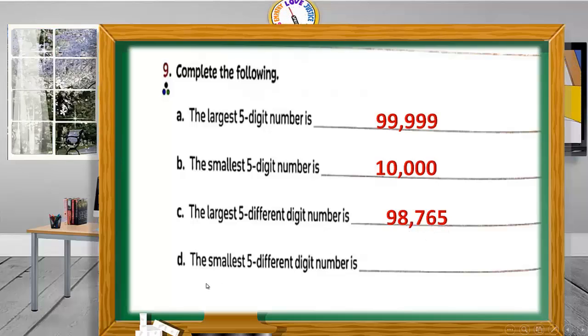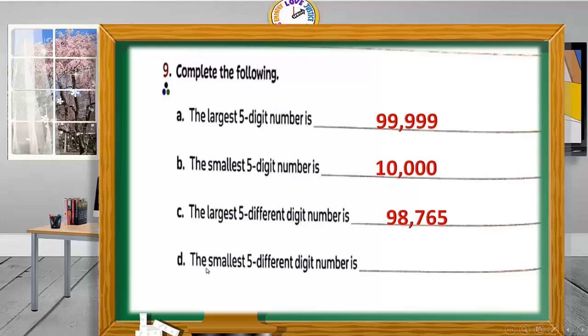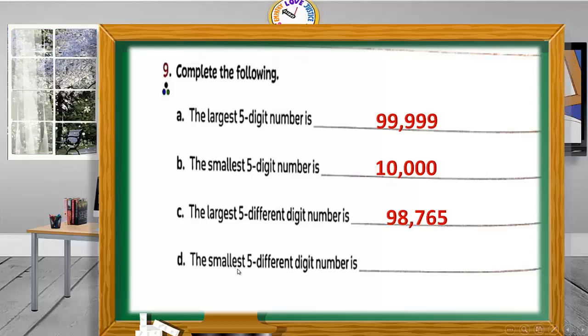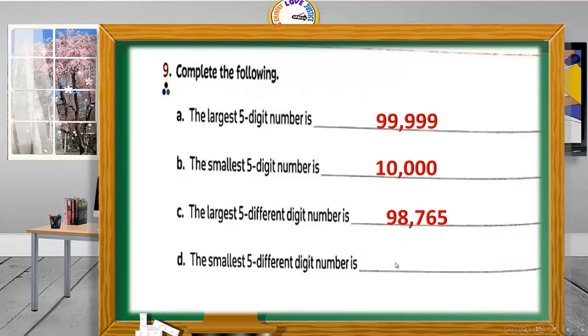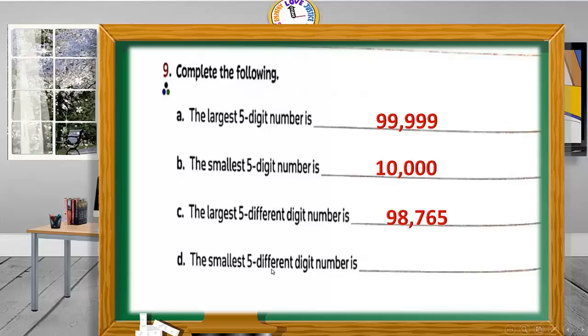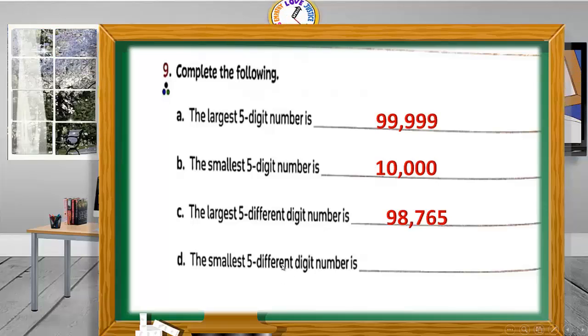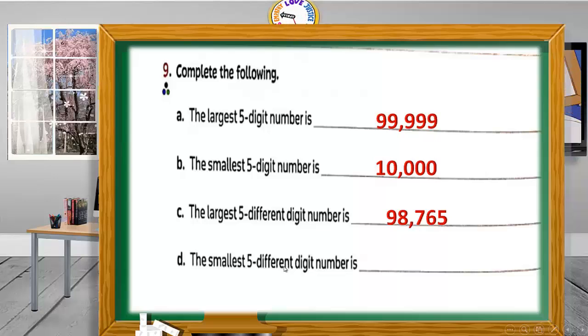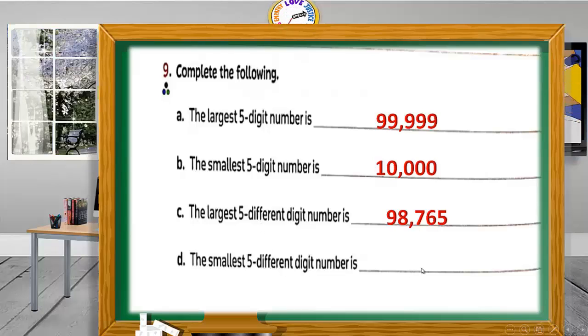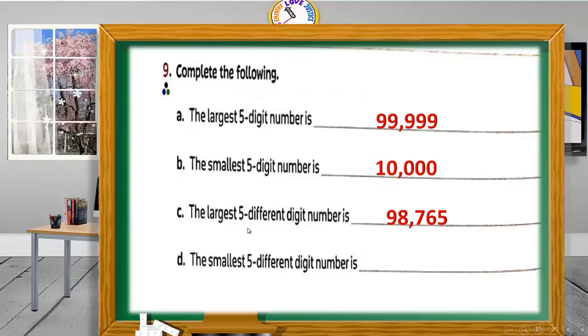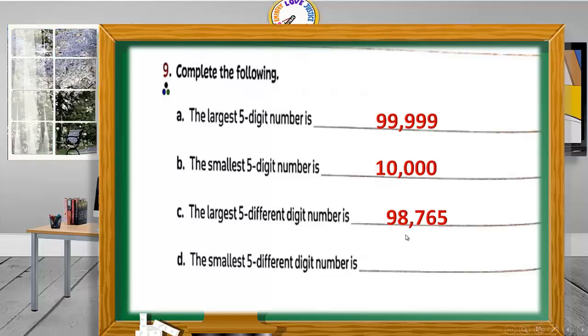98,765. Last one in this exercise, he tells you the smallest 5. Smallest meaning you should start with 0. But we said don't put 0 in the highest place. And he tells you here, different. Different meaning you can't repeat any digit. Don't repeat any digit if you see different. If you write the largest or smallest number, you should not repeat digits if you see different digits.